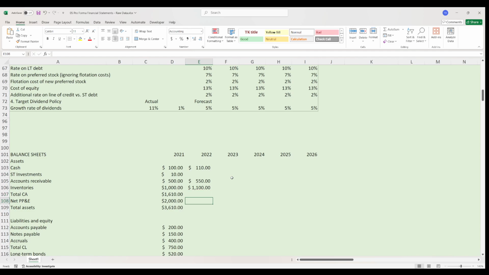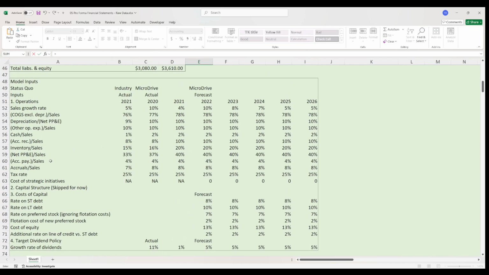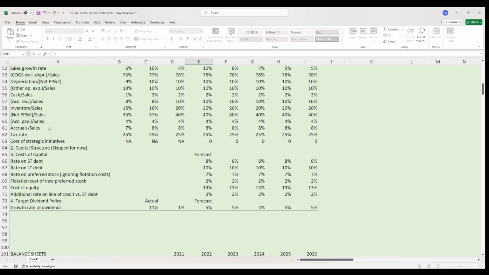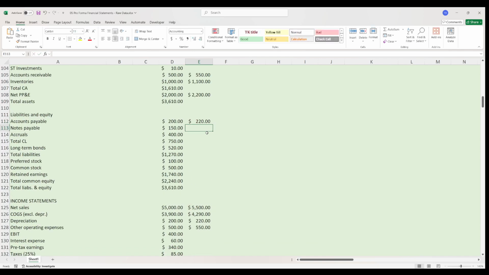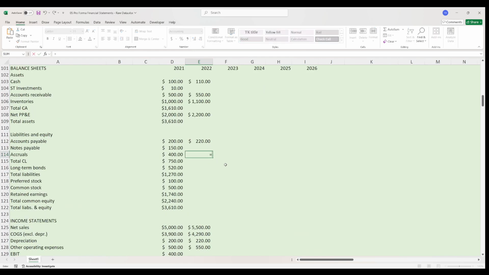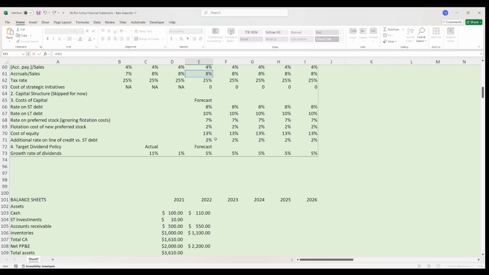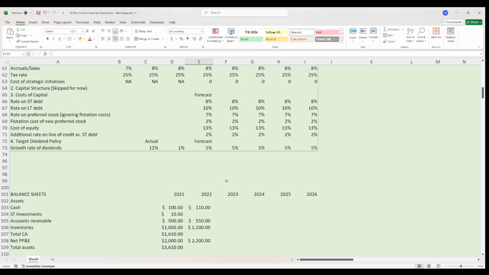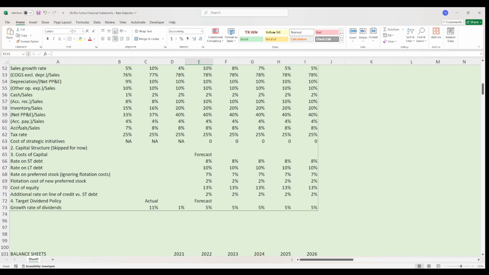But since I said I'm going to do everything with an assumption first, net PP&E over sales is going to be 40% times the sales number. Then we know accounts payable is 4% times the sales number, and accruals is going to be 8% times sales. So they are all assumed to be a percentage of sales. And that's pretty much it all the way until here.